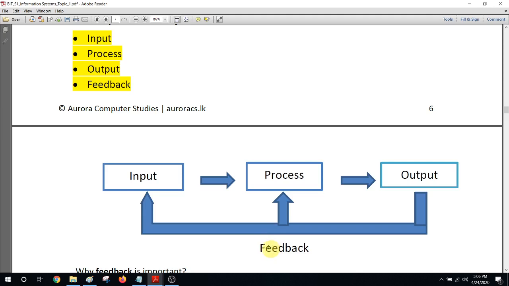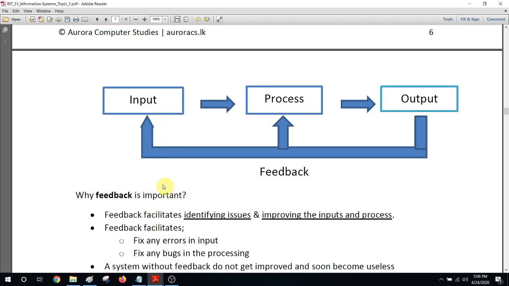Why we need feedback, there are two reasons. By having feedback, if there are any issues in processing, we can find out and fix. If there are any issues in input, or if you want to improve the input, we can use the feedback. So basically feedback will improve the process as well as find issues in the input. Therefore feedback will make sure that your systems are getting better and better every day.